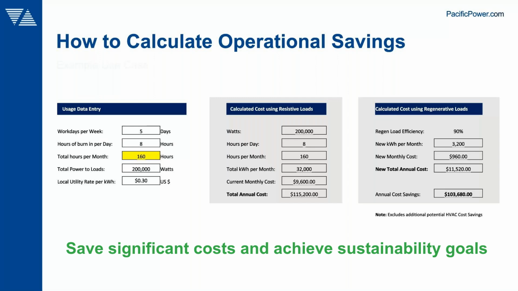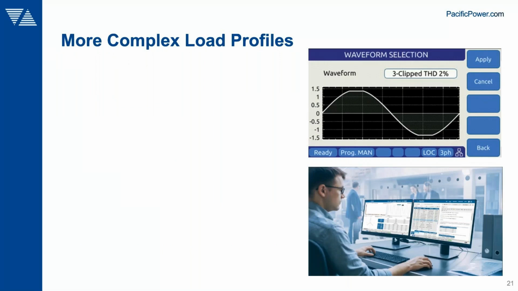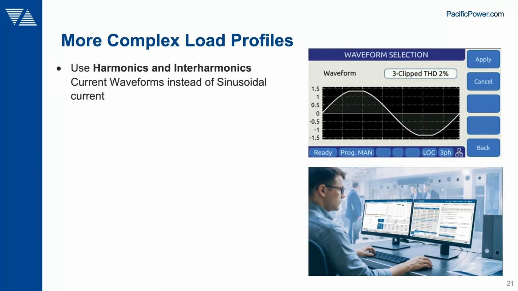Okay, we obviously only touched on the surface of the capabilities of some of these electronic loads. So there are more complicated things you can do. We didn't mention it, but you can not only use sinusoidal currents, but also harmonic currents as well as interharmonic. So you can do immunity testing of your power supplies against these kinds of conditions.